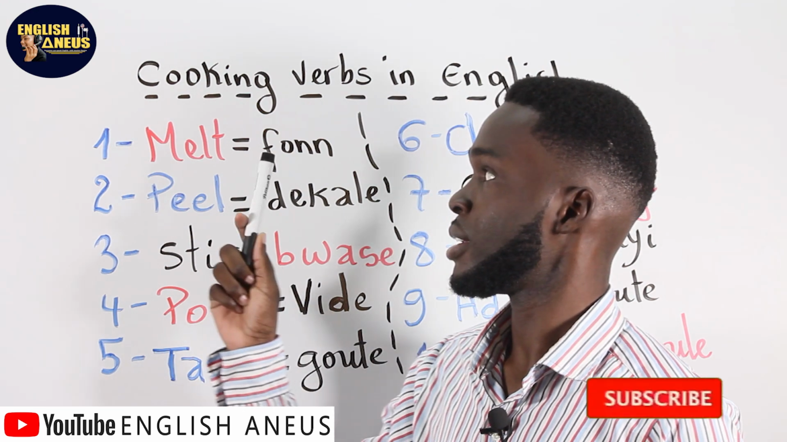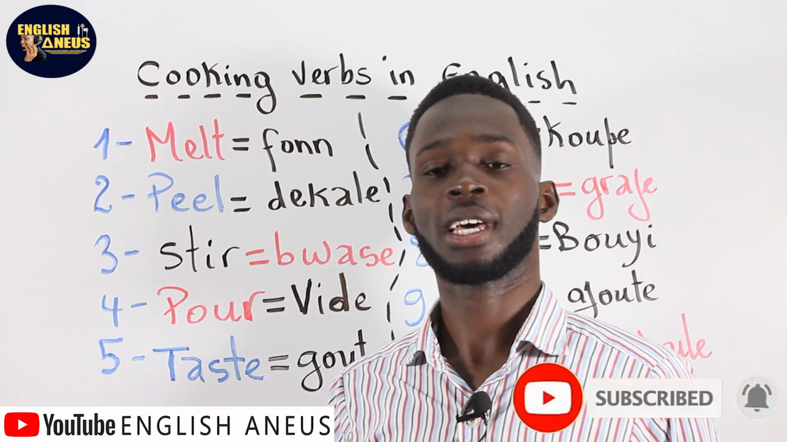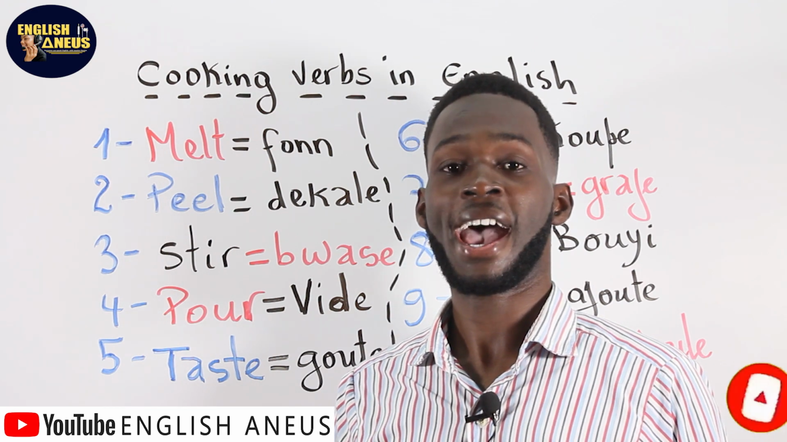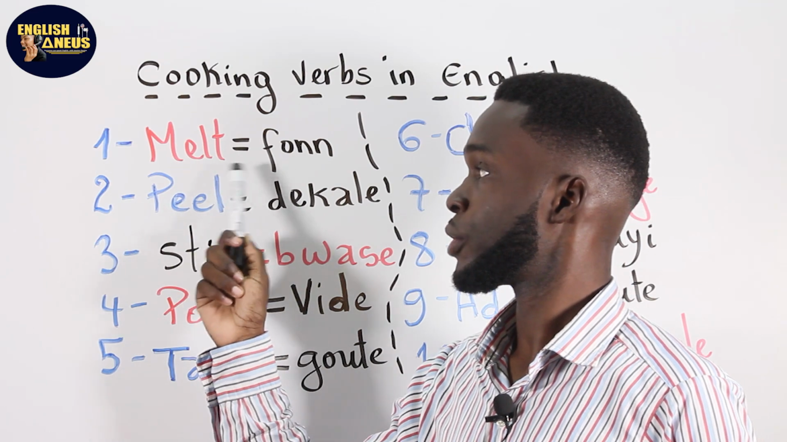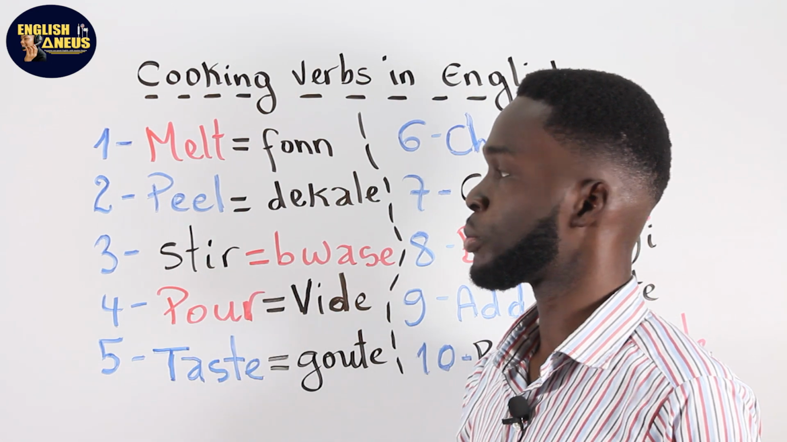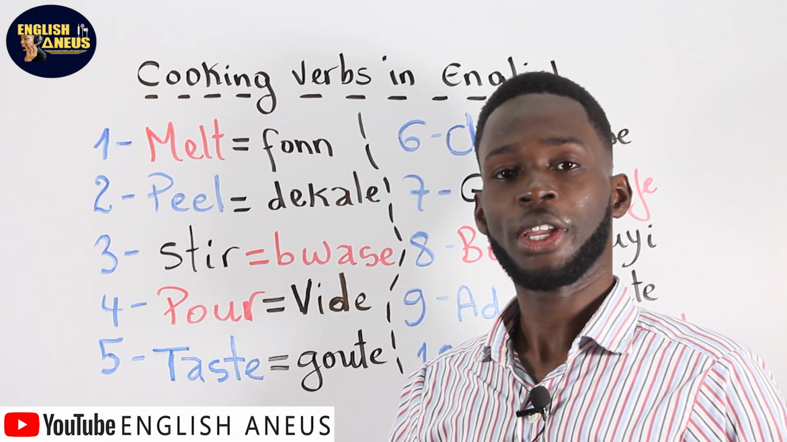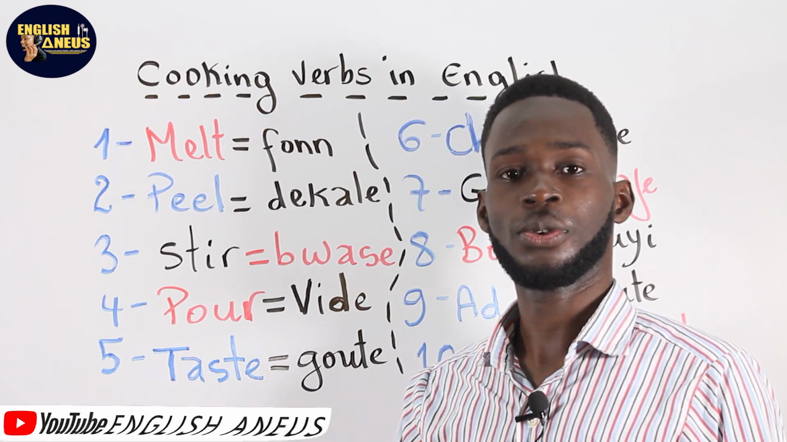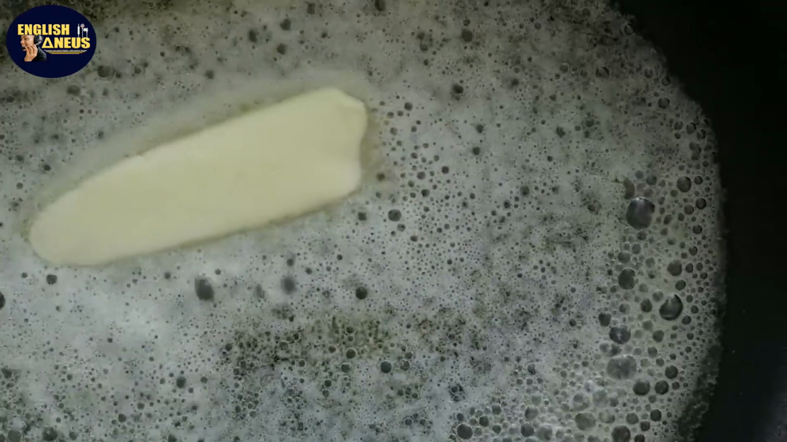As you can see it right here, we are going to talk about cooking verbs. These verbs that I'm going to teach you are action verbs. Okay, so the first verb that I am going to share is melt, or to melt. Melt. You can say melt or to melt. What does that mean exactly, guys? When you melt something, you change it from a solid to a liquid state.